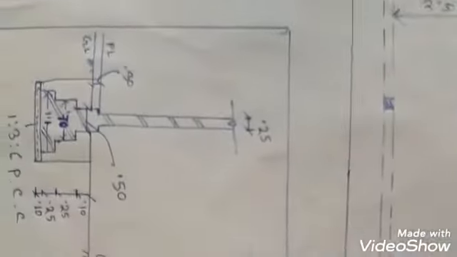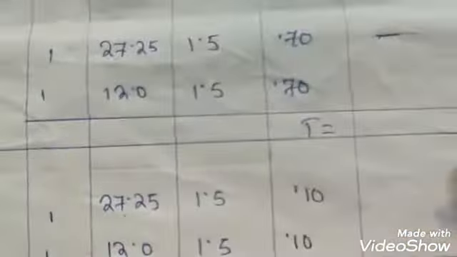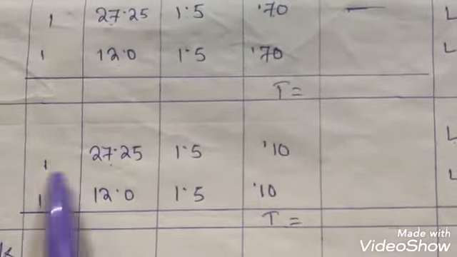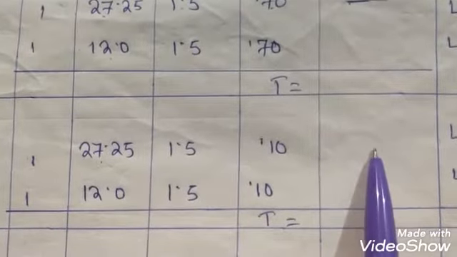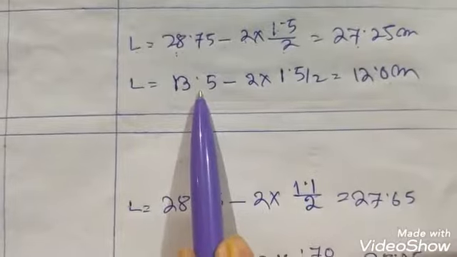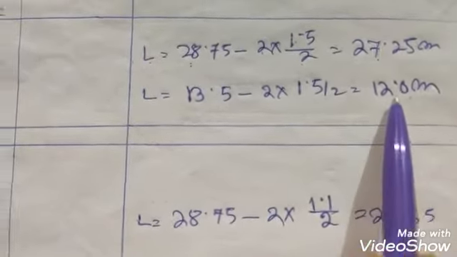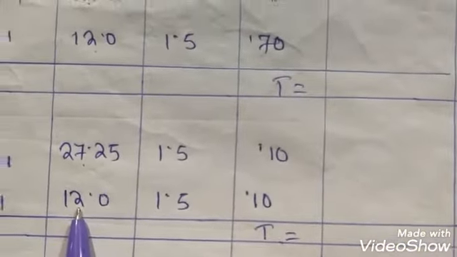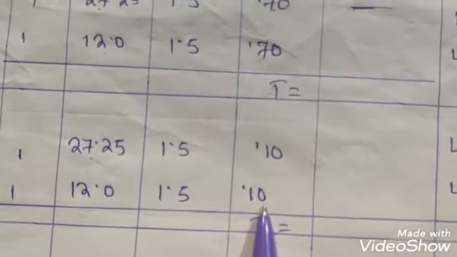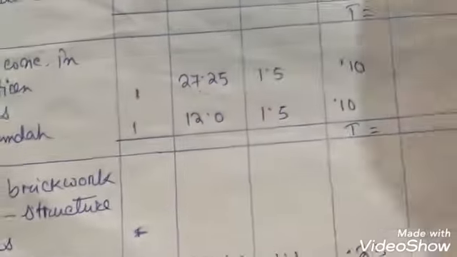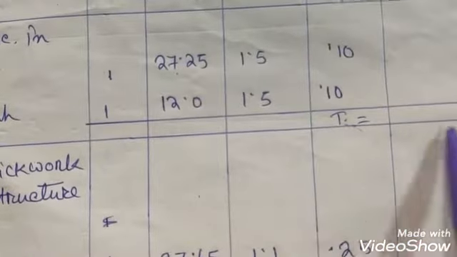Breadth is 1.5, and the height or thickness of the PCC bed, or the cement concrete bed, is given in the question as 0.1. So again, number into length into breadth into height, you will find the quantity. Let's find it for the veranda. Again, center to center length of the veranda minus number of junctions into breadth by 2 is found out to be 12 meters. So under the length column we have written 12 meters. Breadth is again the same. Height is also the same. So ultimately we need to find out the quantity and total.